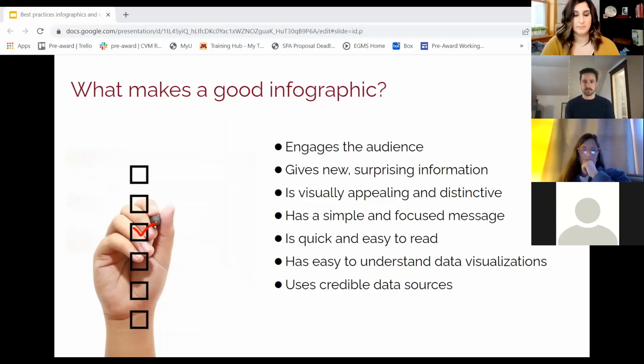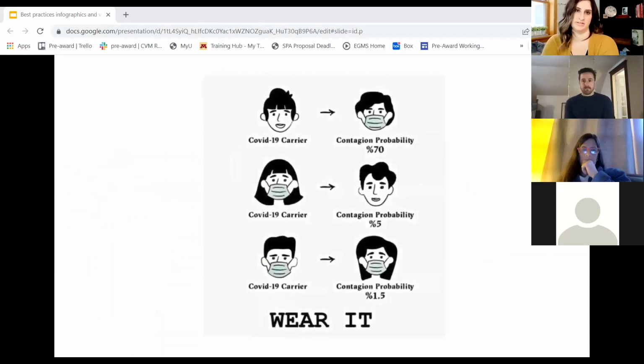Make the visuals appealing and distinctive. Again, we're going to show some concrete examples of that. Again, simple and focused message, quick and easy to read, and use credible data sources. Now, I think for Research Day, a lot of people are going to have credible data sources because you're presenting your own research. But let's say you're making an infographic about a topic and you're using other sources of information. I cannot state the importance of this being credible. And I wanted to give an example.